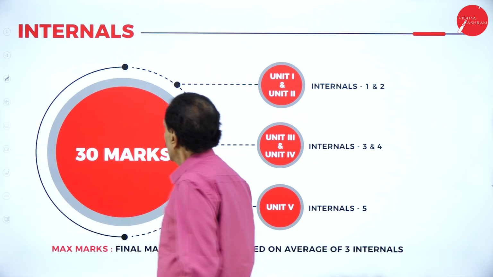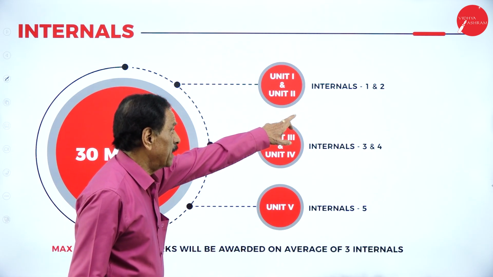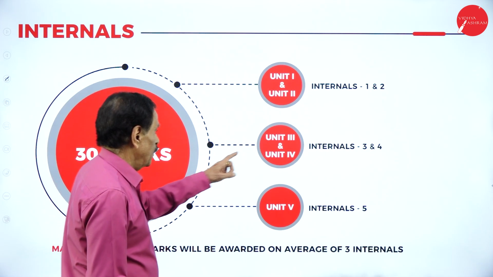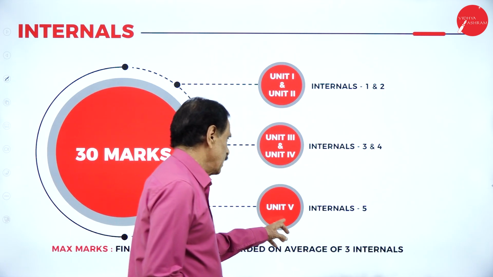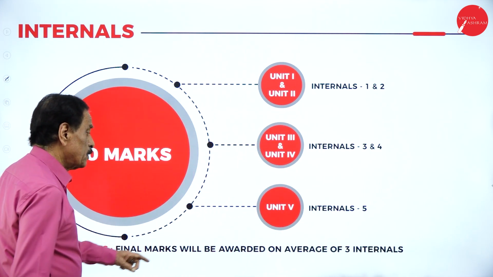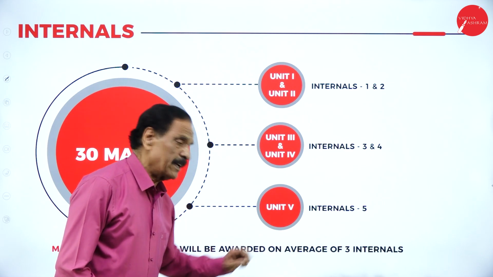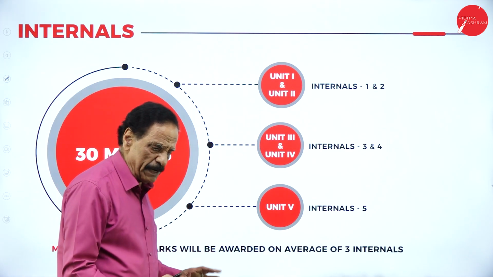Then regarding the internals, Unit 1 and Unit 2 for Internal 1 and 2, then Unit 3 and Unit 4 for Internal 3 and 4, Unit 5 for Internal 5. Here the final marks will be awarded as an average of the 3 internals. All the 3 internal marks will be added and divided by 3.